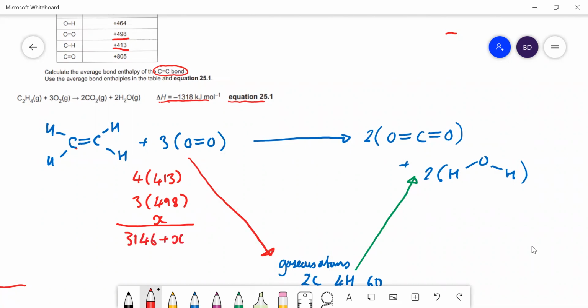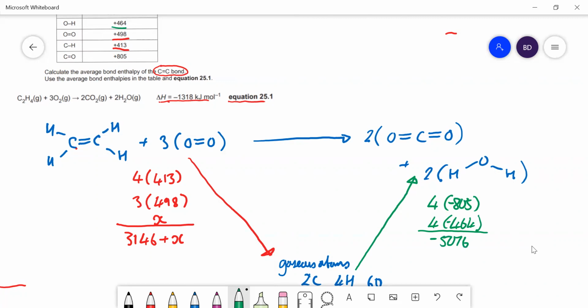X is the bond enthalpy of the carbon-carbon double bond. Right, on the green arrow then, we're making two carbon dioxide molecules. We're making 4 carbon-oxygen bonds, so that's 4 times 805. And we're making 4 of those bonds, 4 times 464. Let's add all that up together, and that's all going to be negative. Don't forget, I should put minuses in there because we're forming those bonds. That's minus 5,076 kilojoules for that.